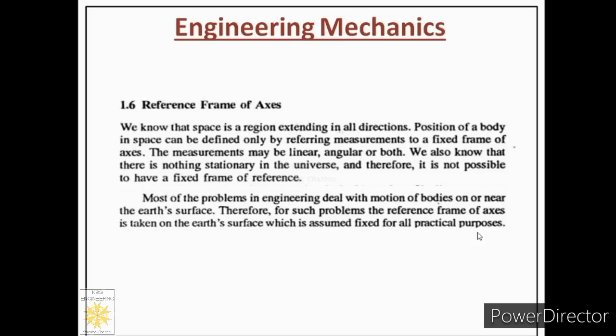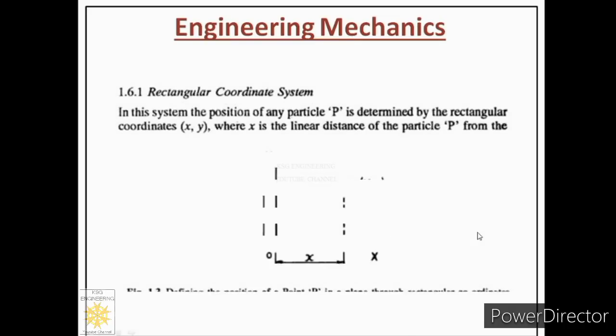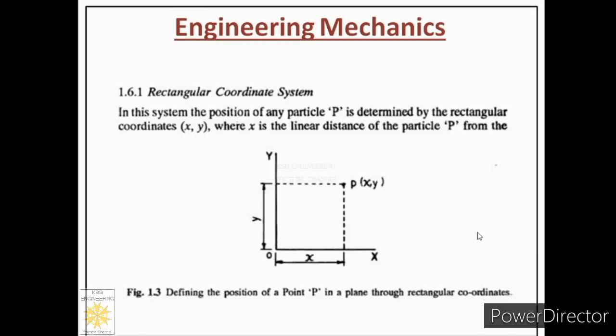We will say that the particle is at a distance of, let us say, 10 meters from a particular point. Means in order to solve the problems, we always have to choose the reference frame of axis. So that we will see in the next slide. So there are two reference frames. We call the first reference frame the rectangular coordinate system.